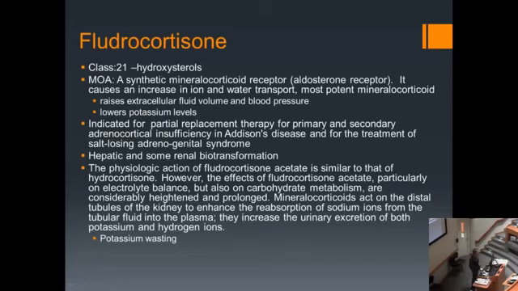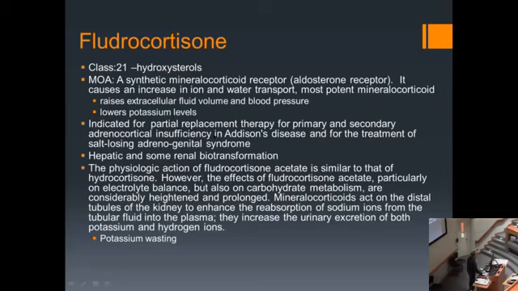There's only a handful. Fludrocortisone is also a 21-carbon molecule. Mechanistically, this is a synthetic mineralocorticoid receptor, aldosterone receptor, agonist. It causes an increase in ion and water transport, and it's a more potent mineralocorticoid. What happens here, you've got a raise in the extracellular fluid volume and blood pressure, and you get lower potassium levels. Okay, and so what kind of patients use it?